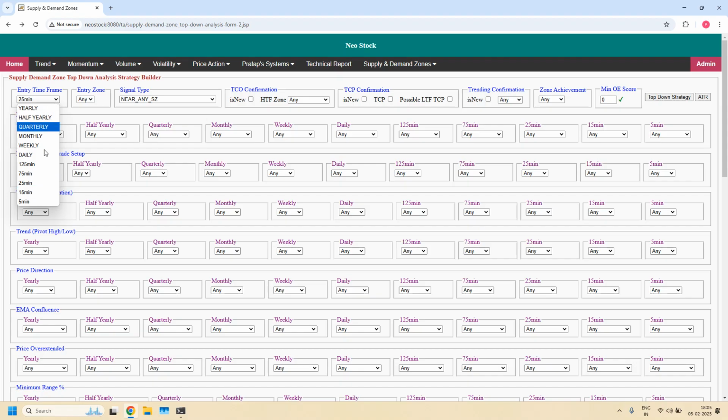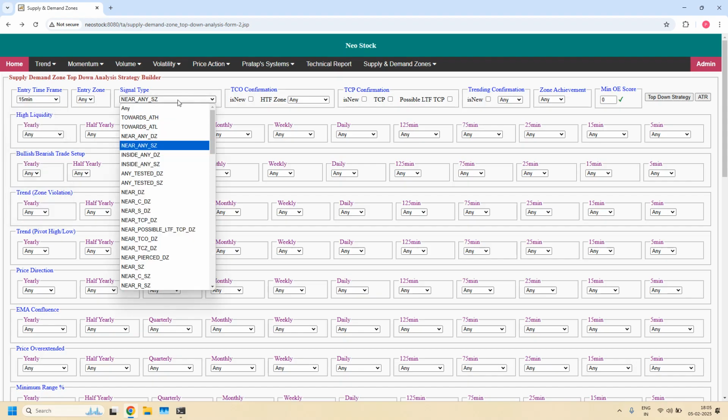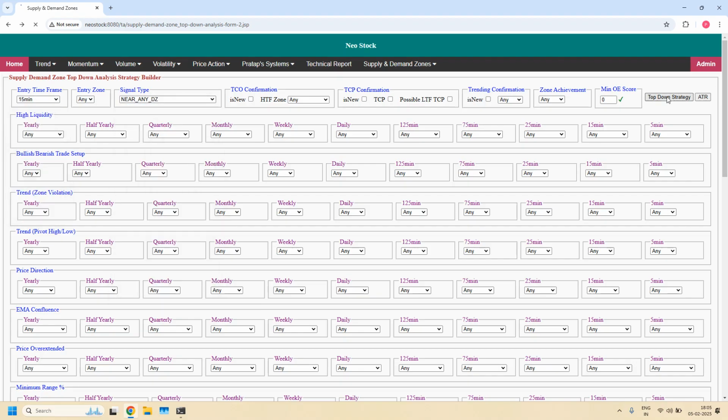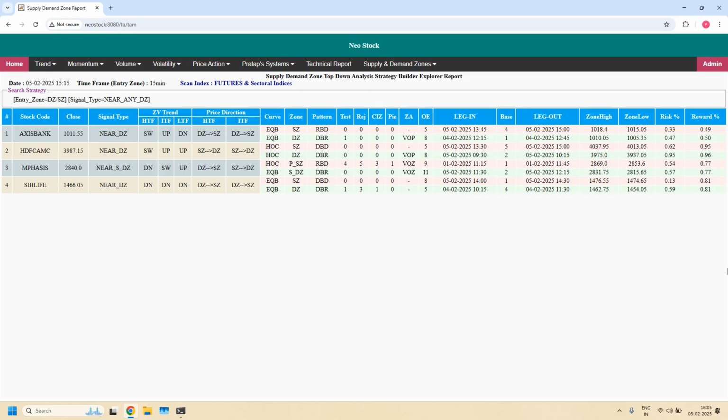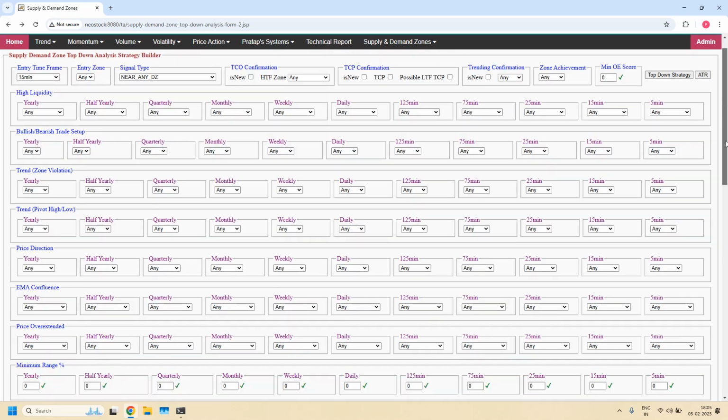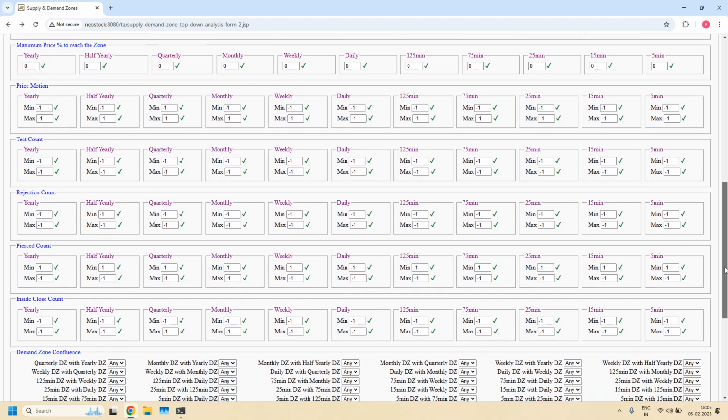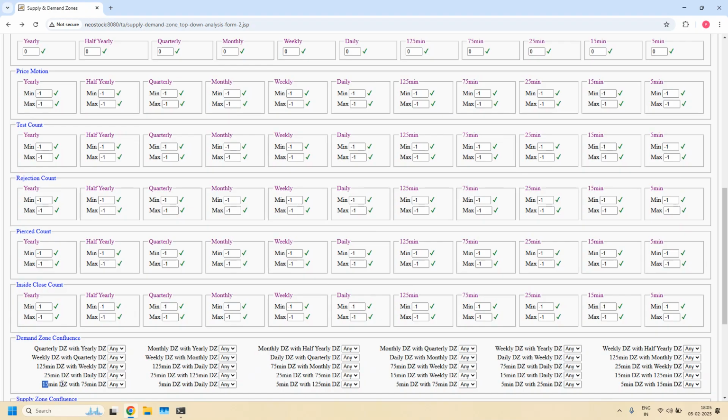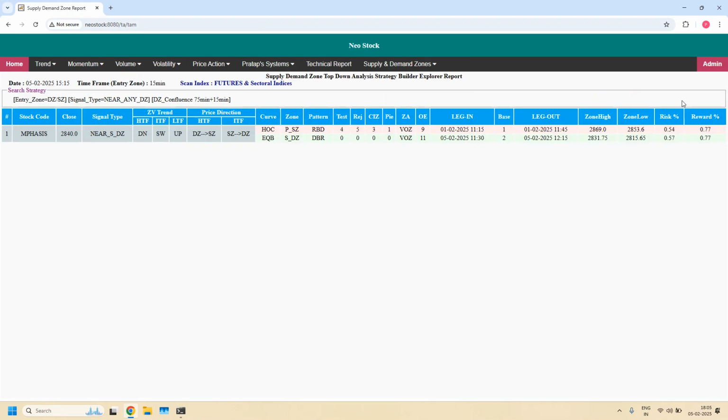Next time frame is 15 minutes. Stocks near 15 minutes demand zone. We got 4 stocks. Let's verify how many are having ITF Confluence from this list. That is 15 minutes demand zone Confluence with 75 minutes demand zone. I am enabling the filter. Only this one stock is having ITF Confluence. That means this 15 minutes demand zone is overlapped with 75 minutes demand zone.